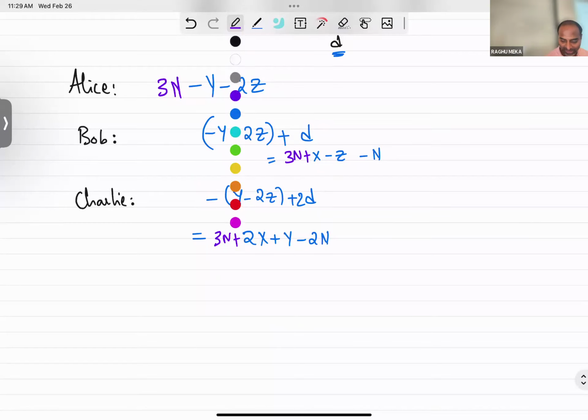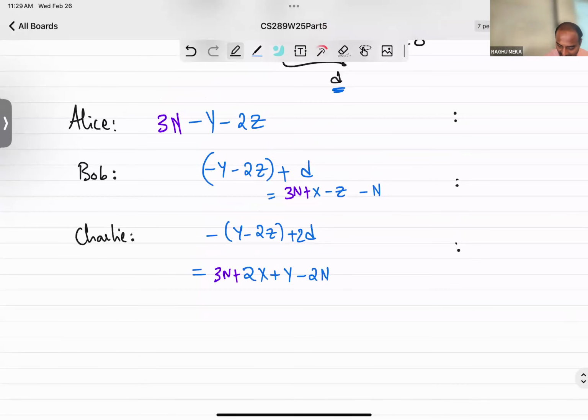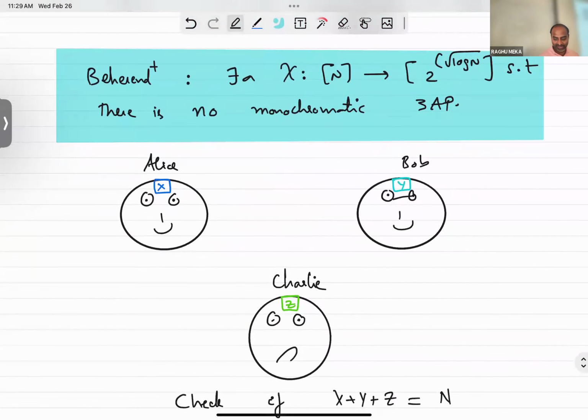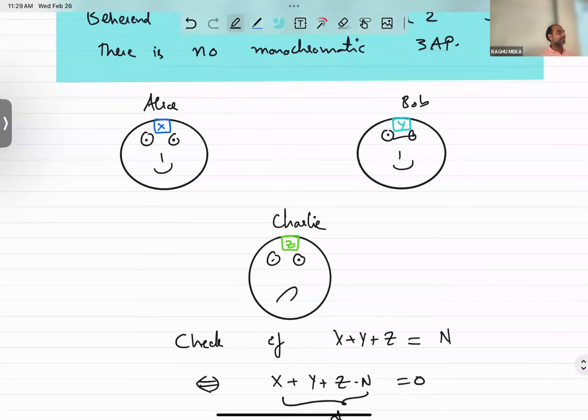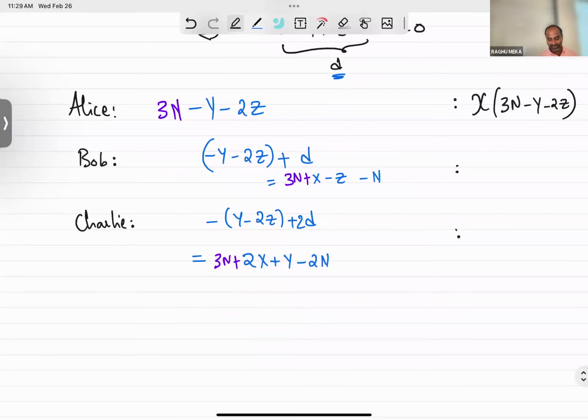Right. So now what are they going to do? They compute these numbers. Each one can compute them based on the information they have access to. What's the last thing Alice is going to do? She is going to announce the color of the number 3n minus y minus 2z, which is something from 1 through n. From Behrend plus, we have this chi, so I look at the color that this coloring gives to this specific number.